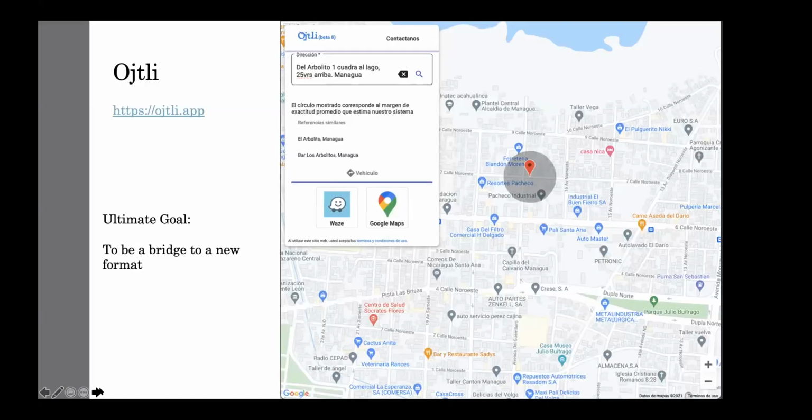So at the moment, this is an example of what we have right now, where people can type the addresses in Nicaragua, and the result will be a coordinate. We estimate the current precision is about 80 meters from where it's supposed to be. And I have to mention that this development is not meant to keep these addresses forever. We just want it to be a bridge to a new format that will be similar to the standard address.